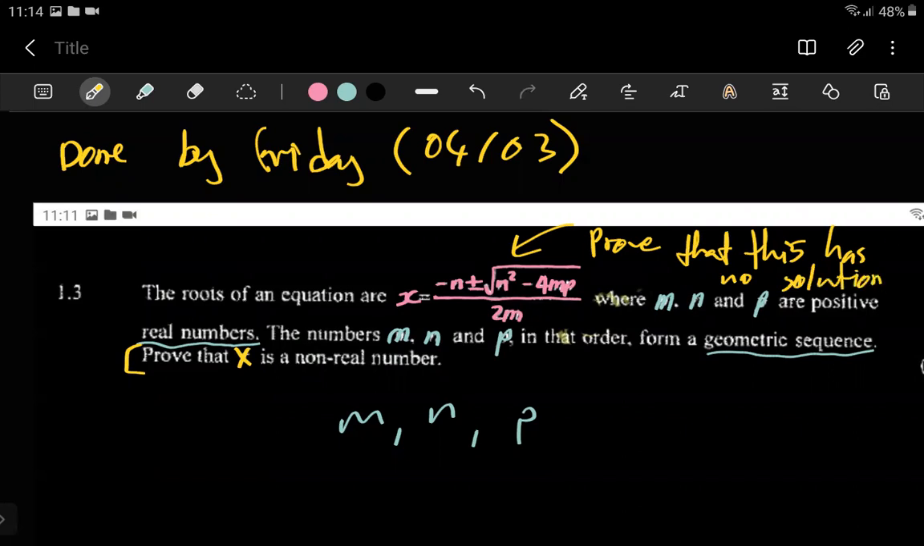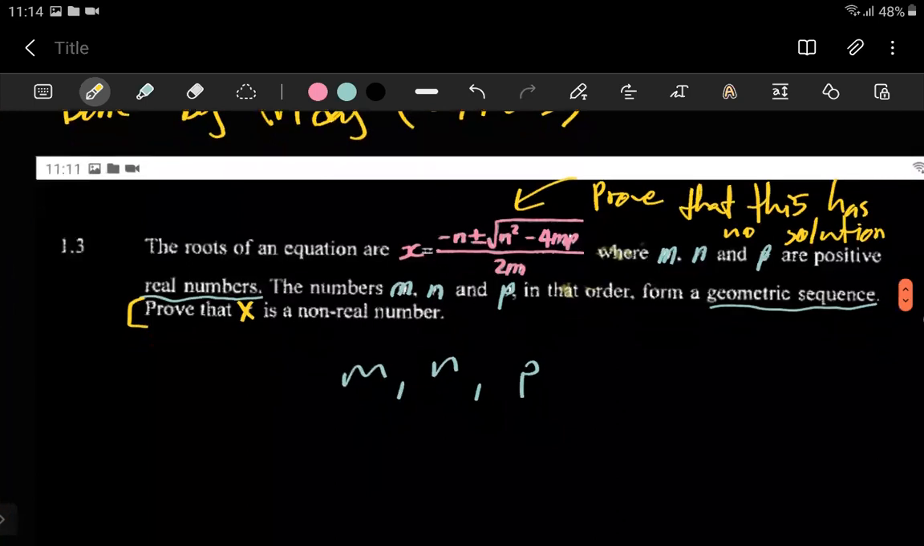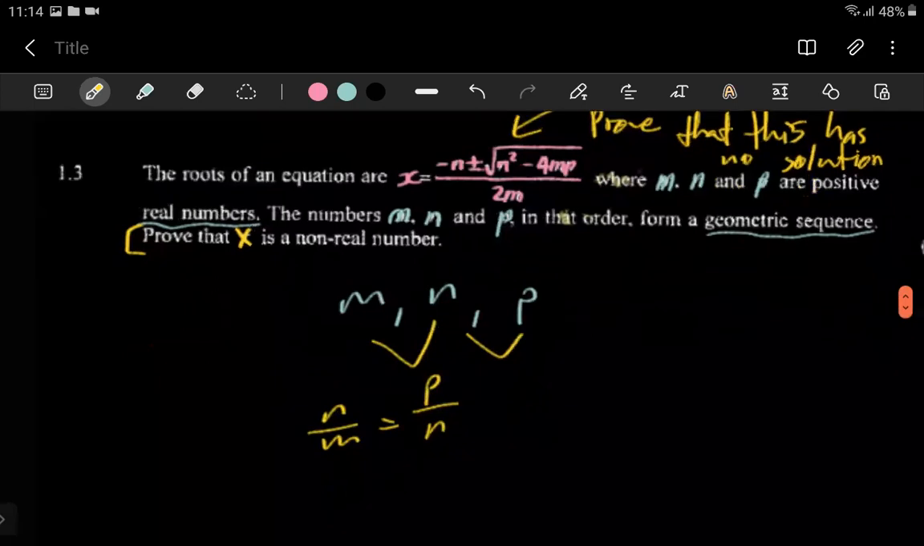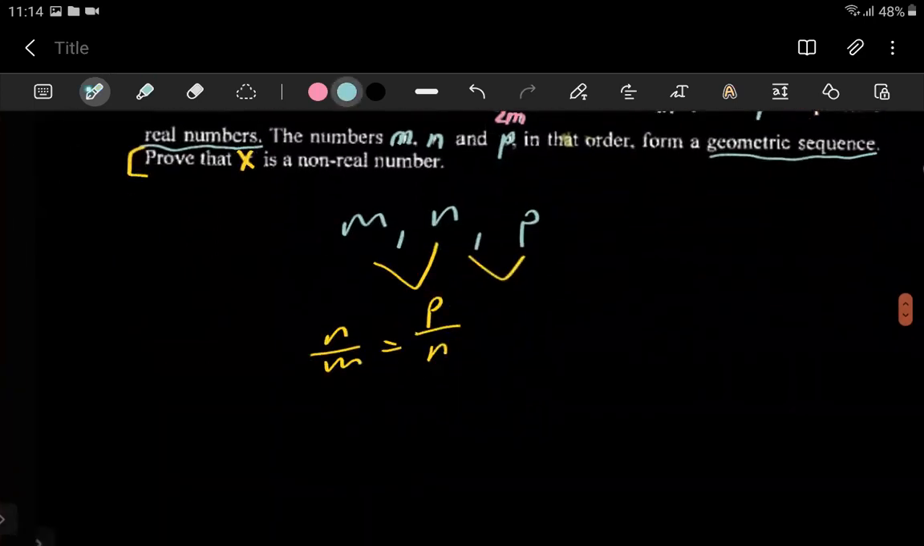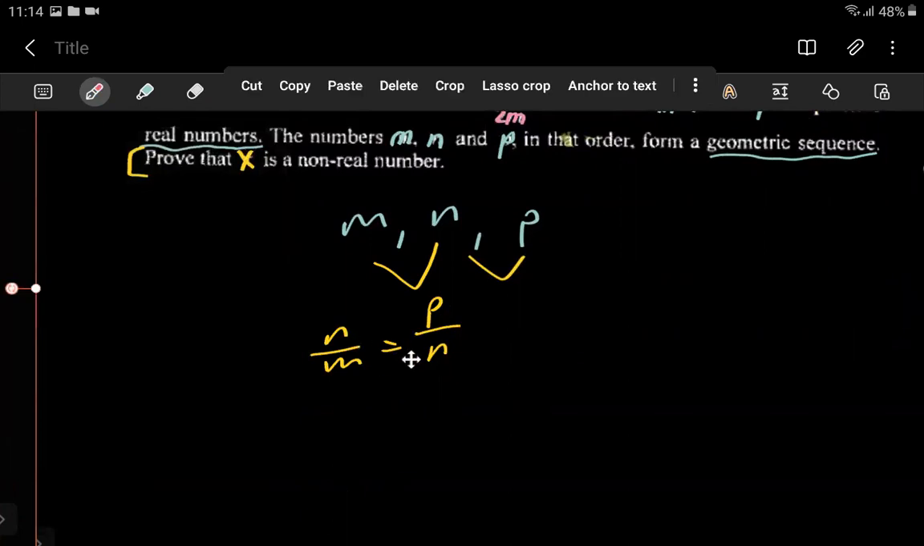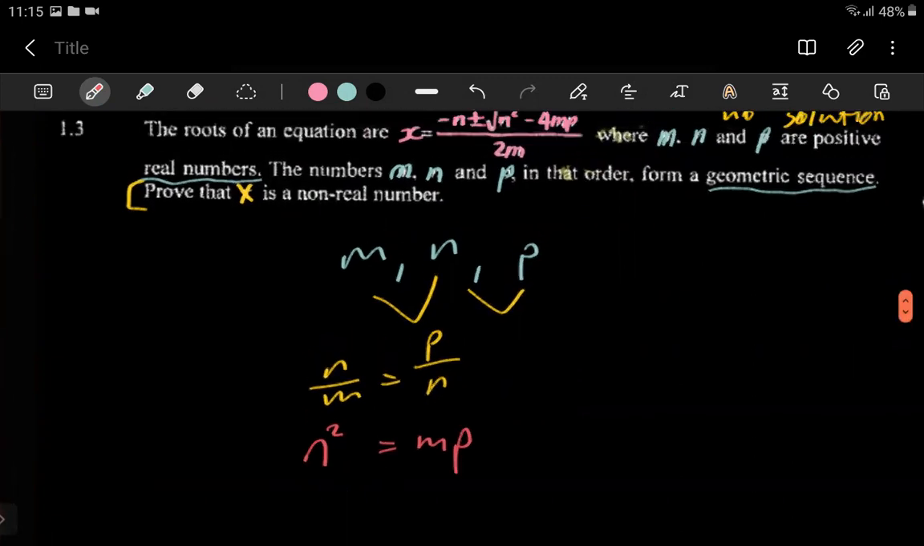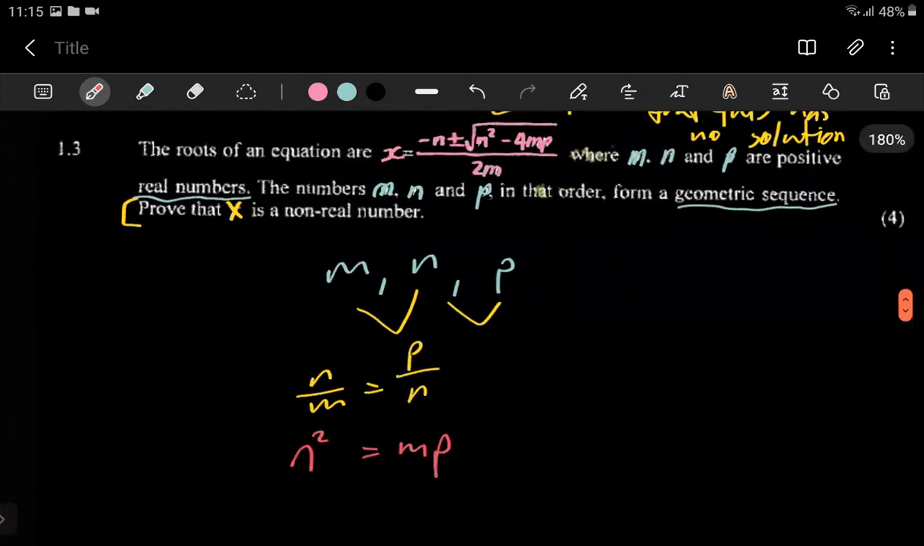So here, the one thing we can lean on is, if this is a geometric sequence, let's utilize the properties of a geometric sequence. In a geometric sequence, we know that n over m is equal to p over n. From just this, the only thing that can come out is, if you cross multiply, you end up with n times n, which is n squared, equals m times p, which is mp. Okay, so this is all we have here. It doesn't look like anything is happening there. So fine, let's just leave this the way it is.